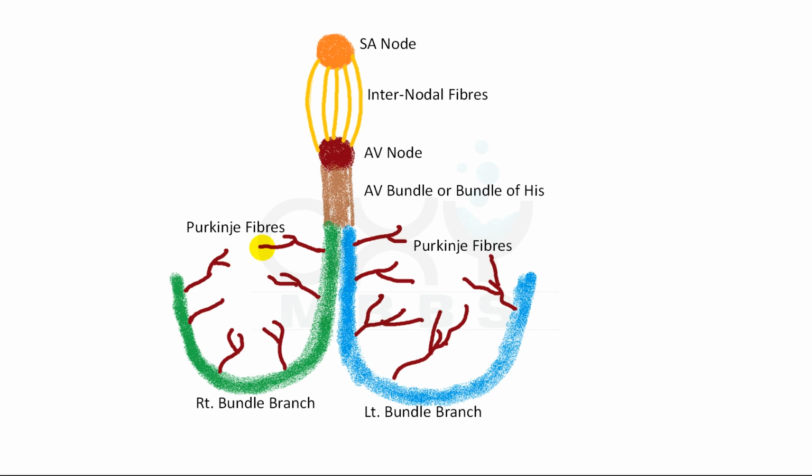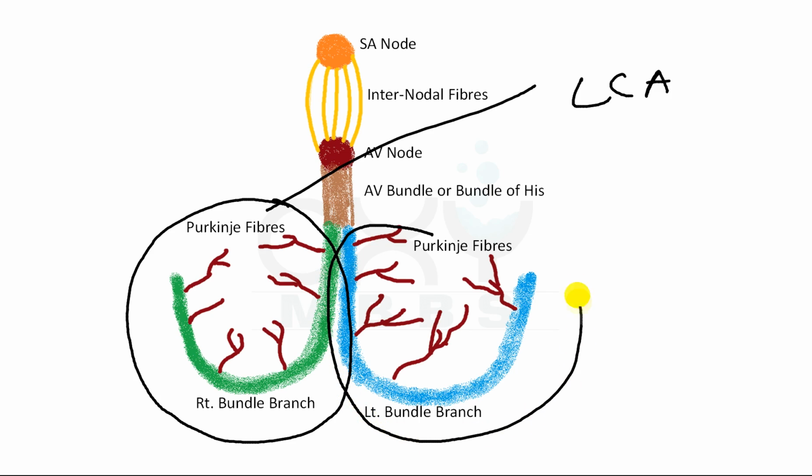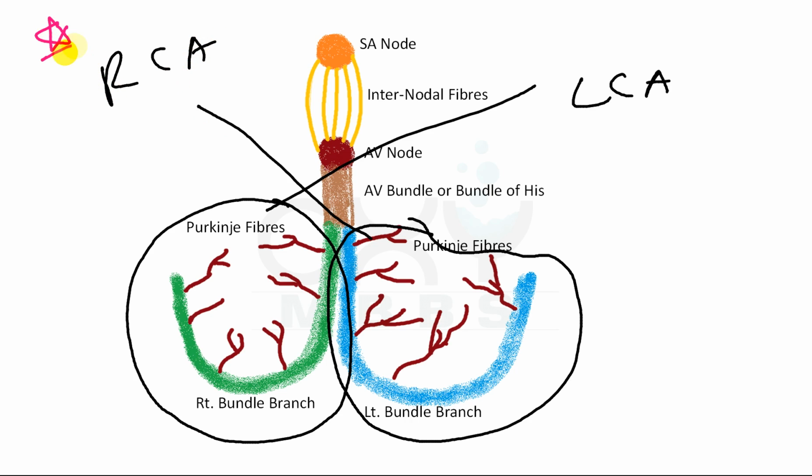Now how will you remember that? The right bundle branch is supplied mainly by the left coronary artery, while the left bundle branch is mainly supplied by the right coronary artery. So you can remember it very easily. Just write a right coronary artery on the right side and a left coronary artery on the left side.